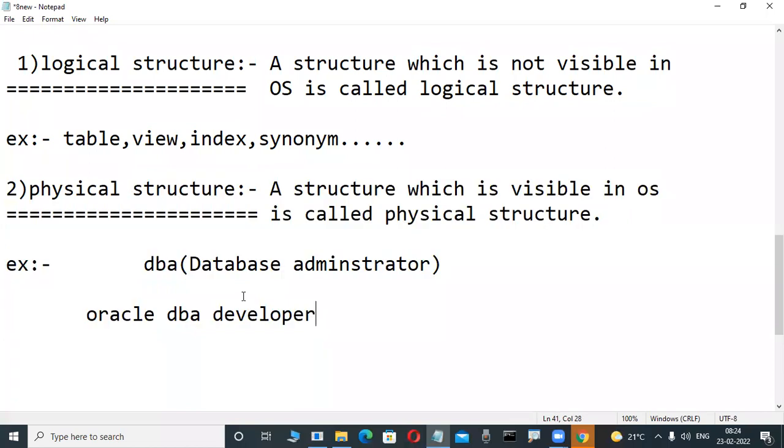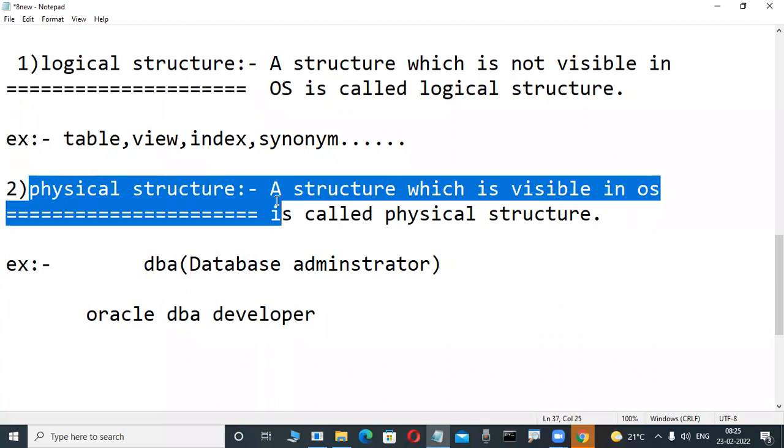Now some other fellows are telling database administrator, the Oracle DBA, RAC DBA, SQL Server DBA, MySQL DBA, Teradata DBA, like this. Administration, all those things. These persons are working in the physical structure. A structure which is visible in the operating system is called physical structure. Relation is there, logical and physical, don't worry. But first observe it here.